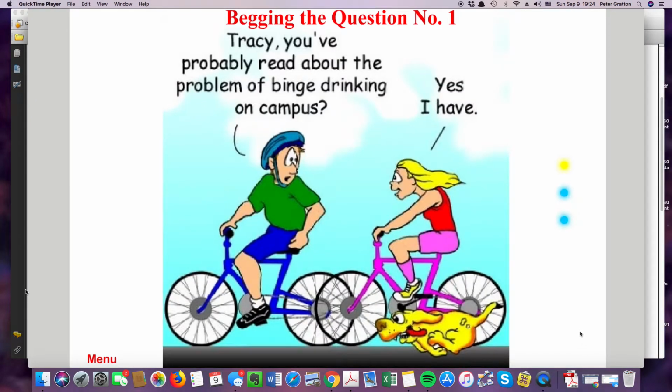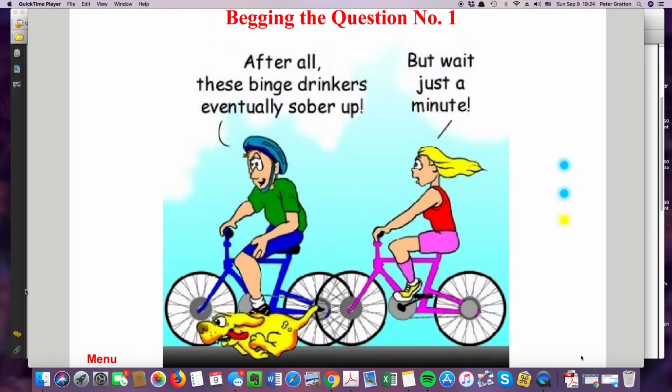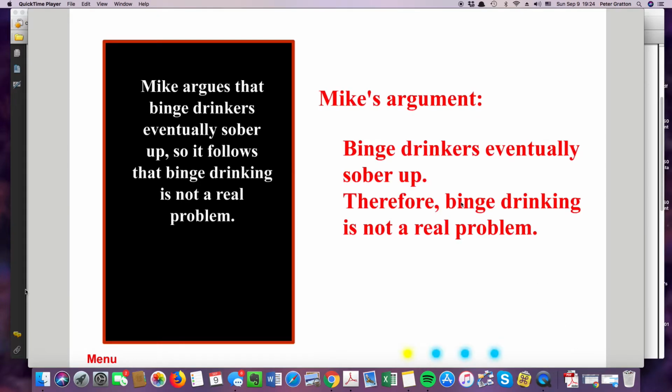Tracy, you've probably read about the problem of binge drinking on campus. Yes, I have. But binge drinking is really no problem at all. Oh? After all, these binge drinkers eventually sober up. Just wait a minute. So what's being left out here? Obviously, the problem, it's begging the question, is that it's leaving out what happens after they sober up, and also what binge drinkers tend to do while actually drunk. So it's presuming an answer.